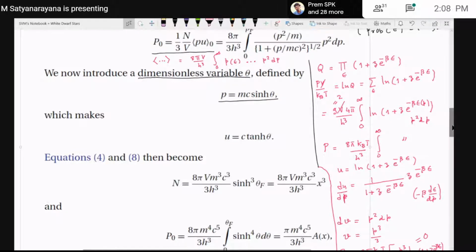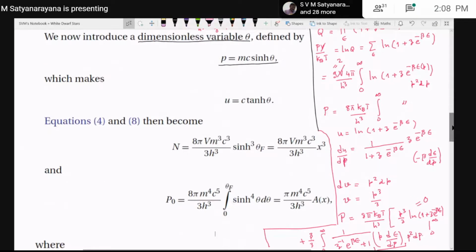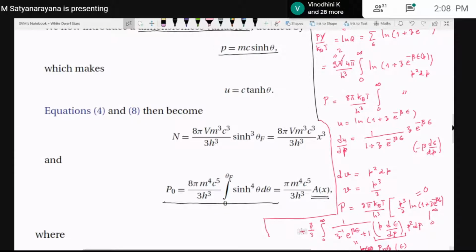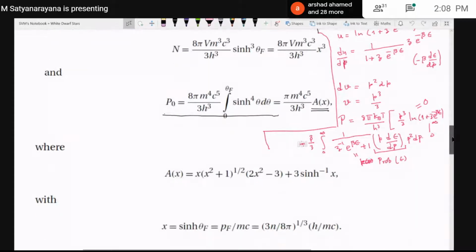So there is a variable called x. I will tell you what this variable is. So in terms of that, you can say that this pressure will become sinh 4 theta into this. So when you do this calculation, you will get this in terms of some function A of x, or whatever is the integration result, I am calling that as a function. Now let me tell you what this x is.